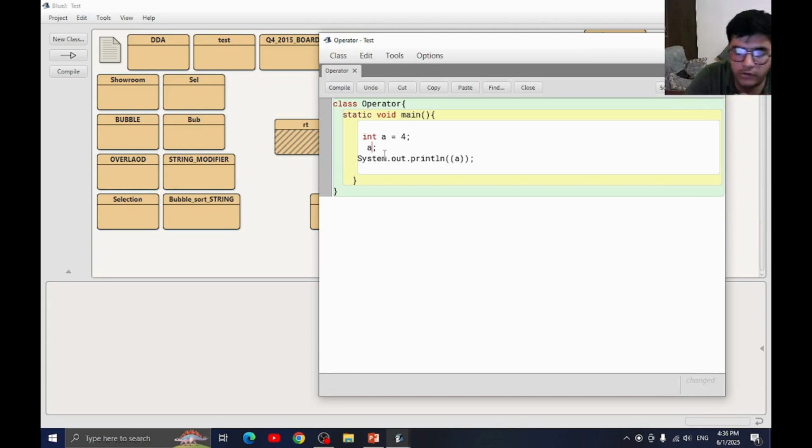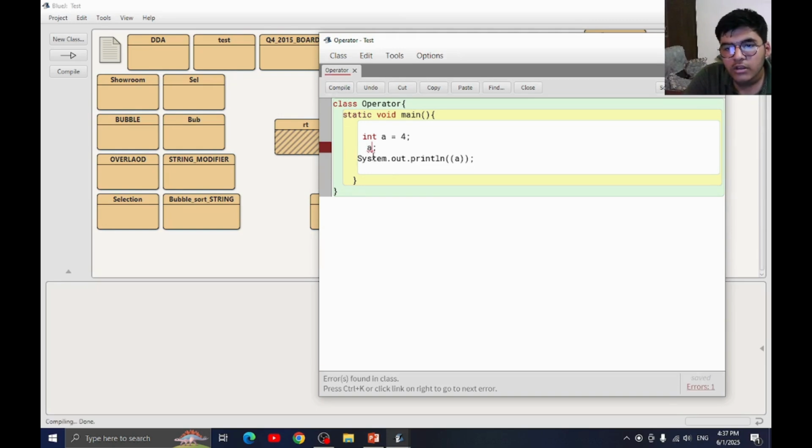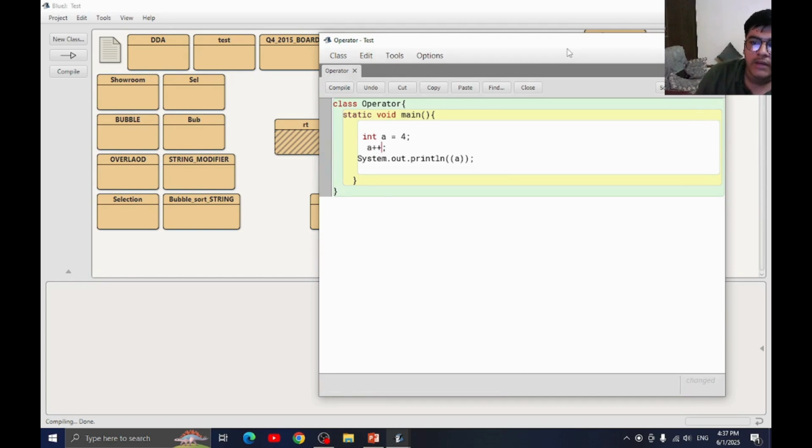So if I do this, a is equals to 4, then we are writing a, and then we are writing system.out.println, then you see it's giving an error because nothing is being done with this. It is not a statement. And if we are writing a plus plus, then it is becoming a statement, because plus plus here is working like a unary function, and that is the function of plus plus.